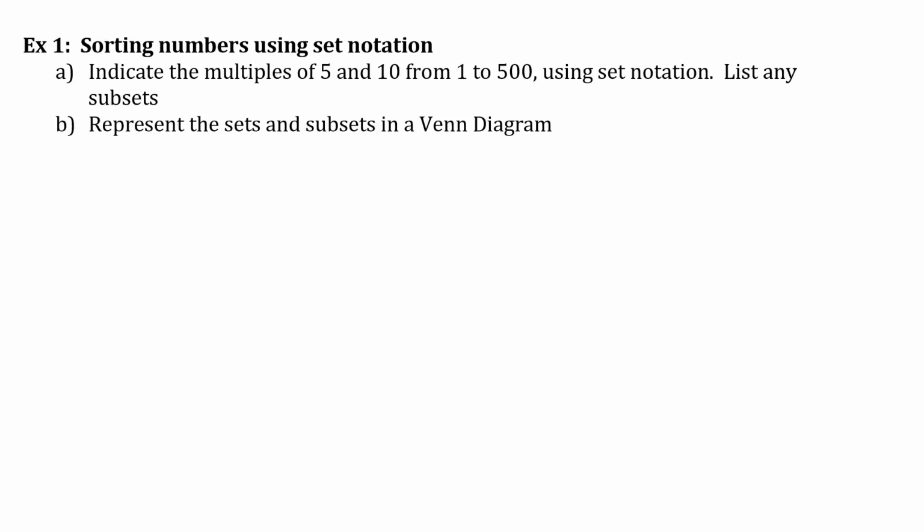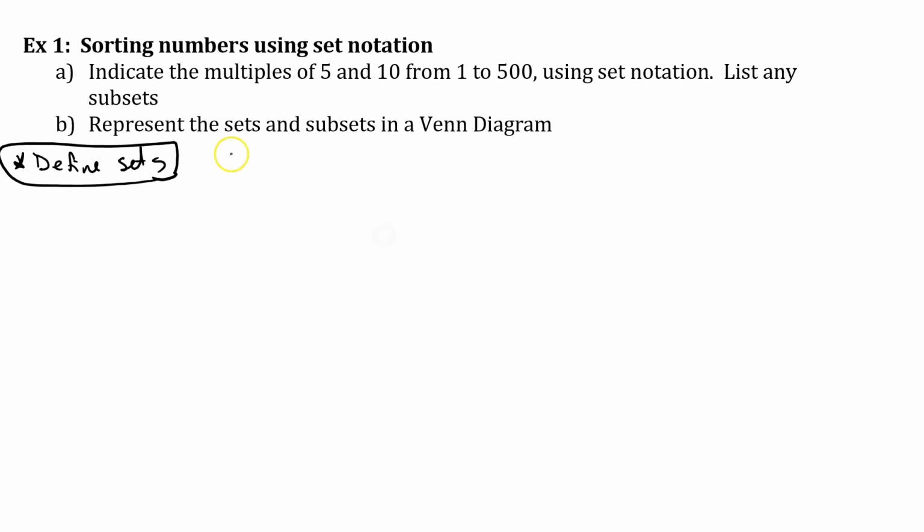So now that we remember what all the different numbers are, let's do one example here. A, indicate the multiples of 5 and 10 from 1 to 500 using set notation, list any subsets, and B, represent the sets and subsets in a Venn diagram. So the name of the game here to begin with is always to define sets. You can't just throw in a letter there and hope that the person looking at your work, most likely me, will know what you're talking about.